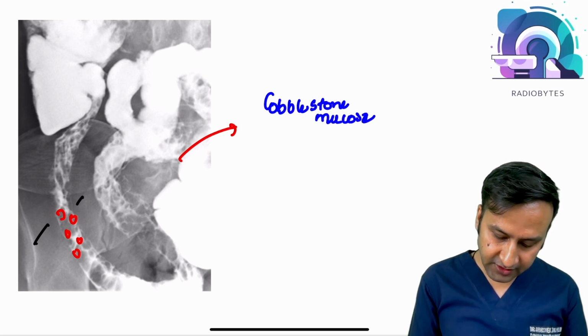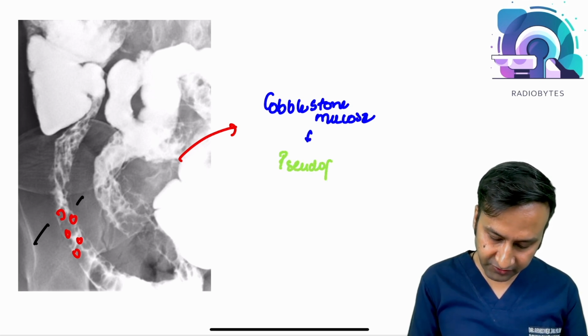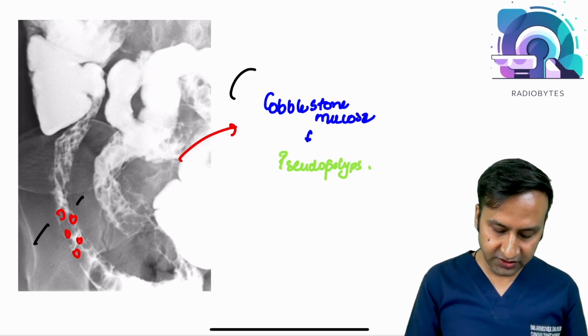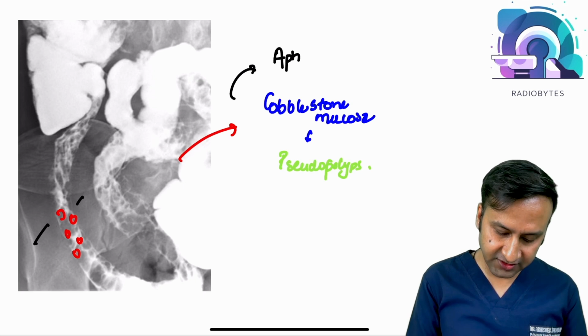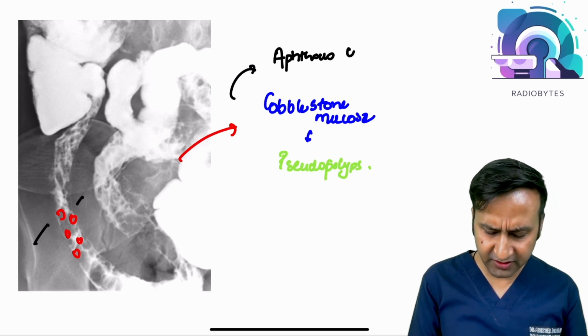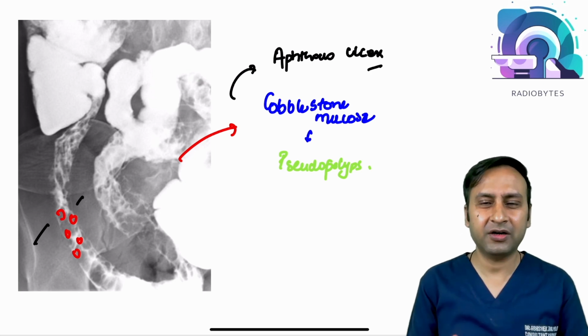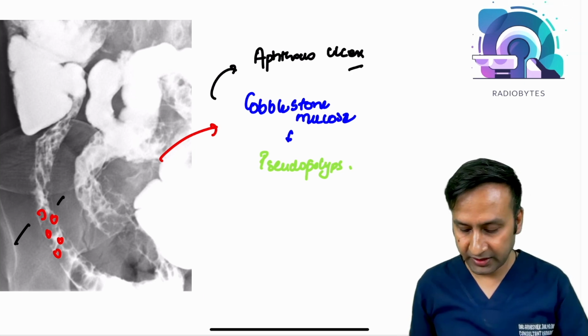And this occurs because of formation of pseudo polyps. The ulcers that we typically see in Crohn's disease are called aphthous ulcers. Again, this is something which we really don't see in our day-to-day life when we do barium studies, because they're very difficult to find and very difficult to interpret as well.